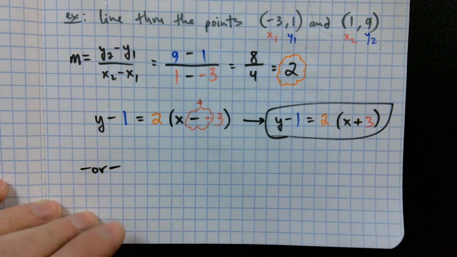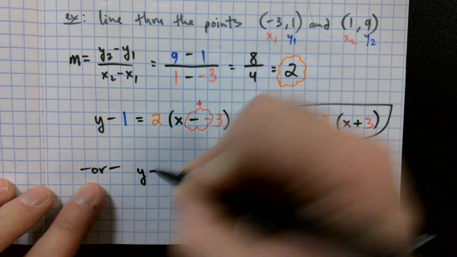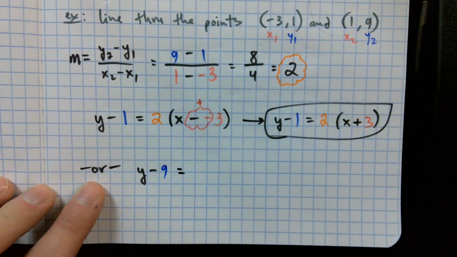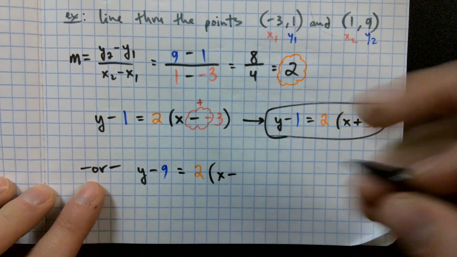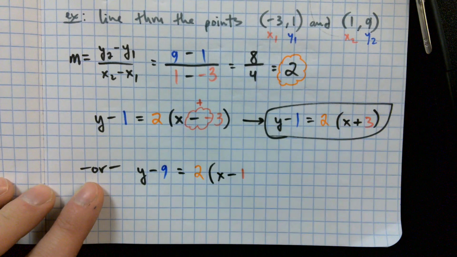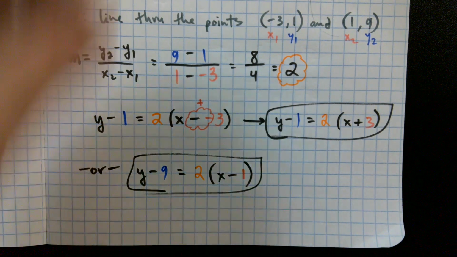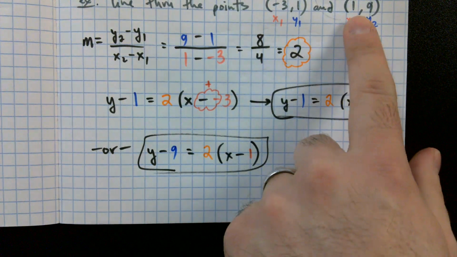Or I could have written y minus 9 equals 2 times x minus 1. How did I get that second equation? What did I do? I just used the other point.